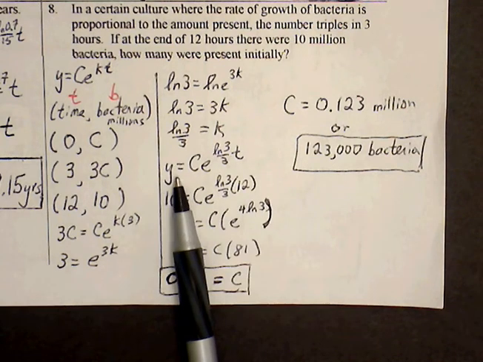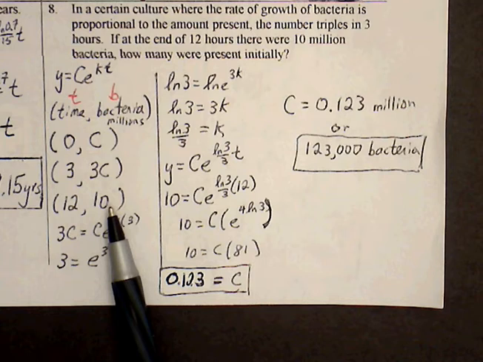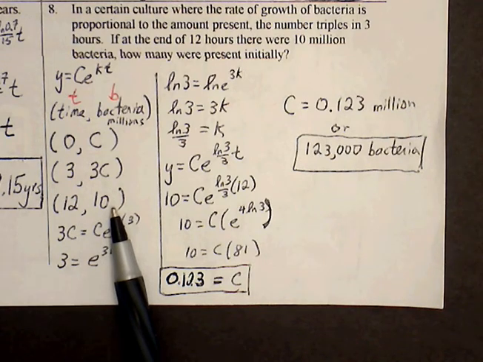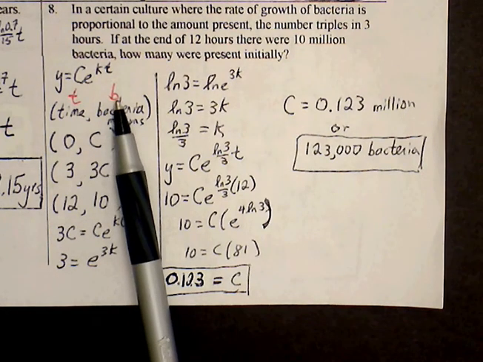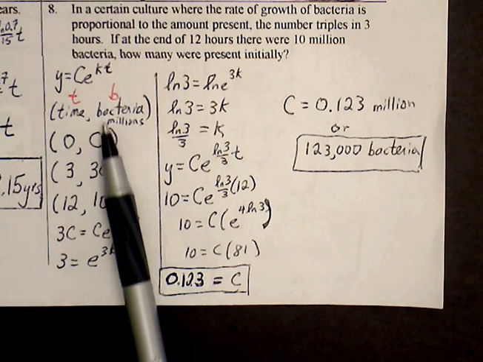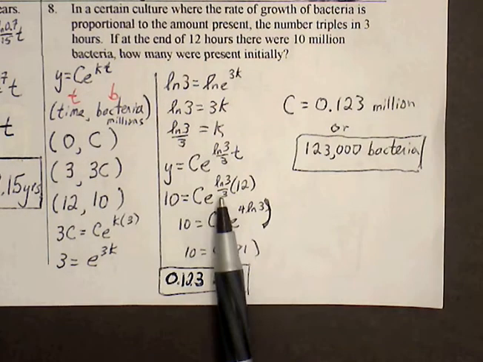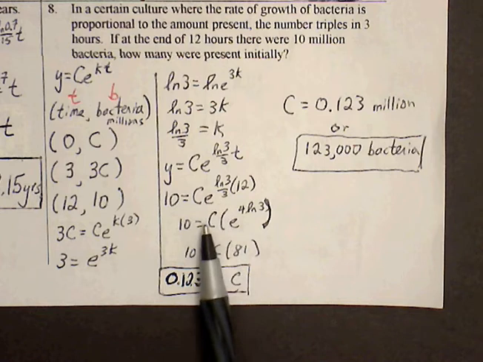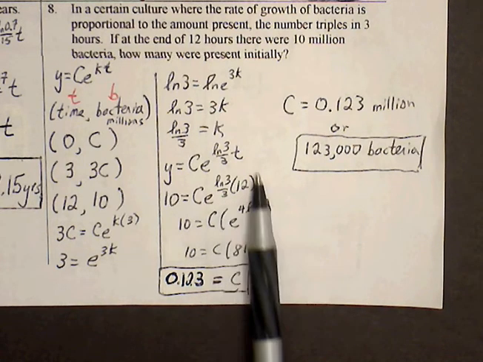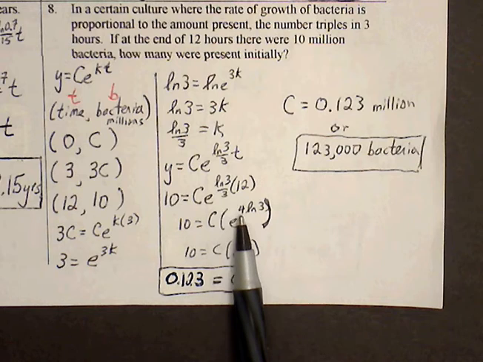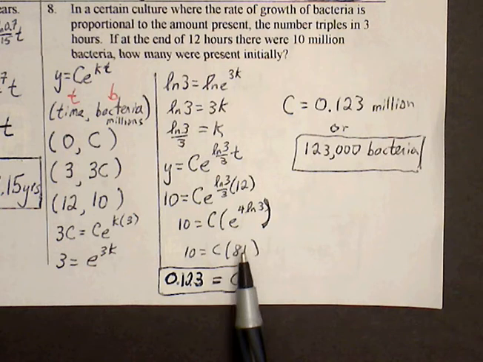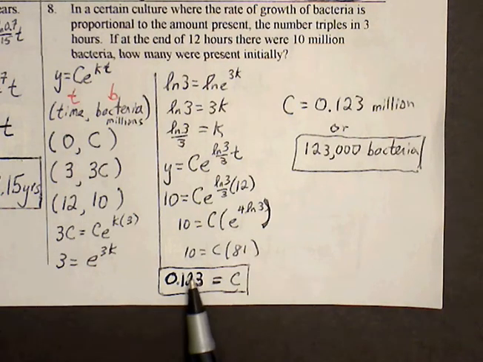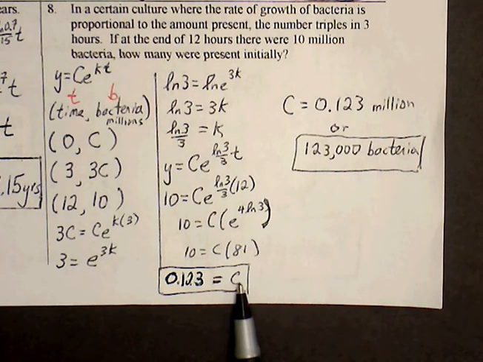All right, let's use the other ordered pair that we have. So let's plug in 10 for y. Sorry, actually, in this case, I use y to represent the bacteria. So 10 for y, and then 12 for time. I'm going to solve for c here. I'm going to cancel some things here. 12 divided by 3 is 4, so I'm going to make this e to the 4 ln of 3. Plug this into the calculator. This gives us 81. Divide both sides by 81. We get 0.123. So c is equal to 0.123.